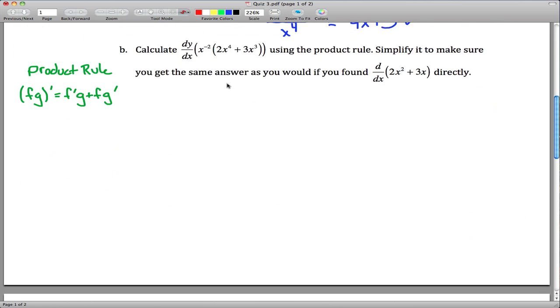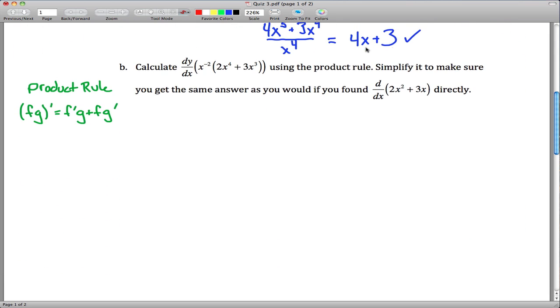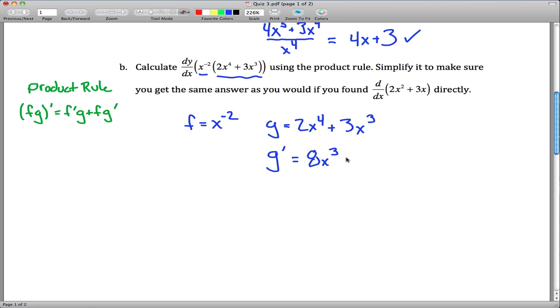Moving on to part B. Kind of similar. Again, our answer should be 4x plus 3, except now we use the product rule. Here's the f, here's the g. So we have f equals x to the negative 2 power, g equals 2x to the 4th plus 3x cubed. We've already taken the derivative of g, it's 8x cubed plus 9x squared. We did that in part A.